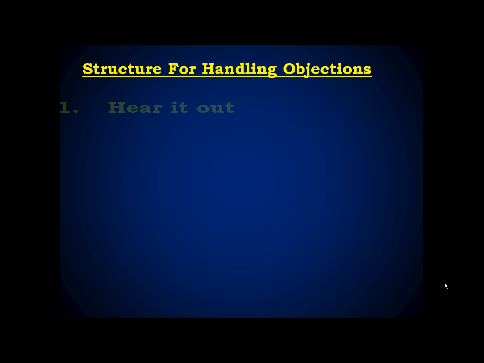Now, let's go into the structure for handling objections. The first is you want to hear it out. Why do we want to hear it out? For a couple reasons. The first reason is we want the prospect to know that we're listening. The second is we want them to complete their thought so that we can uncover what the objection is. We need our mind to process exactly what the objection is.